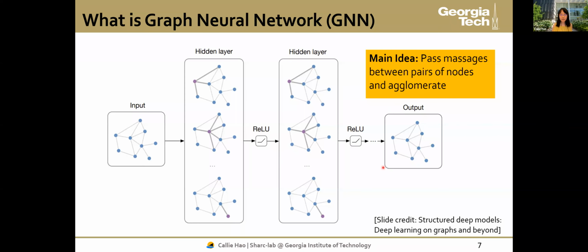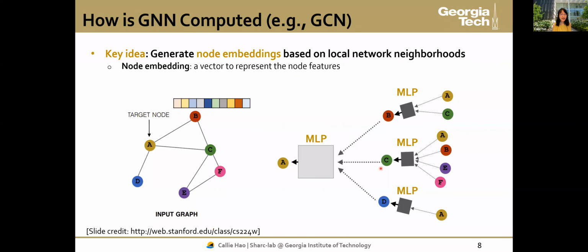And finally, we can get some output. So this is the overall big picture of how a graph neural network is done. And this is the more detailed implementation of a graph neural network. Here, the key idea about graph neural networks is to generate node embeddings based on local network neighborhoods.